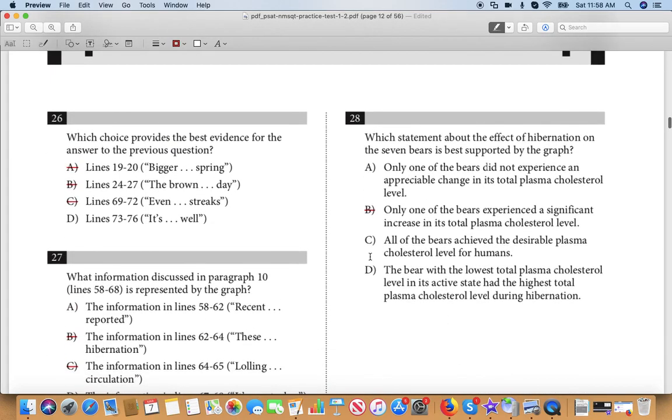Here's where, if you read an answer choice like A, the trickiest part is that yes, the graph is tough to read, but it's also worded in a way that, if it said one of the bears didn't experience an appreciable change, that would be easier to digest. But it says only one of the bears did not experience an appreciable change. It's a little bit backwards. Bunch of words. You've just got to manage that idea, process that properly. It's not easy. But even if you read it and you're not sure what it's saying, keep it. It might be right.